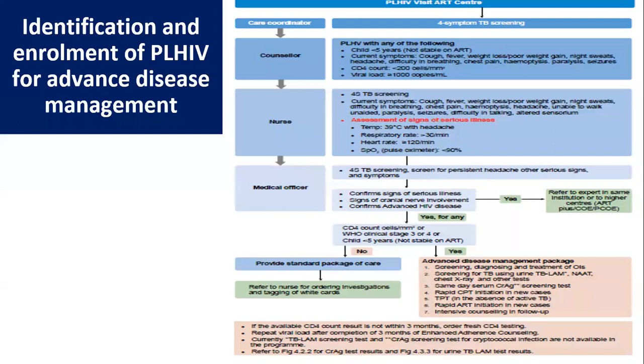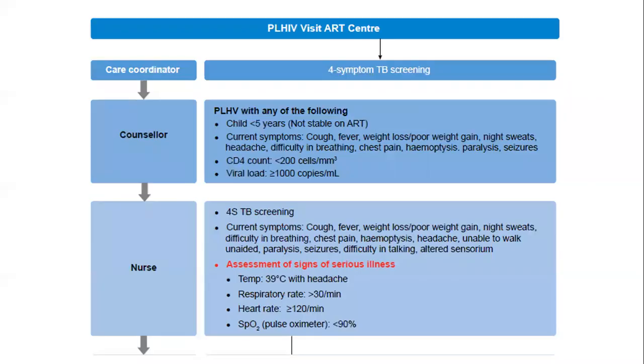Now, this is the flowchart of HIV enrollment into advanced HIV disease and its management. So it is a clumsy one, very clumsy. So let us divide it into a few more slides as follows. When the patient presents to the ART center, the care coordinator goes for four-symptom screening. Thereafter, the patient goes to the counselor.